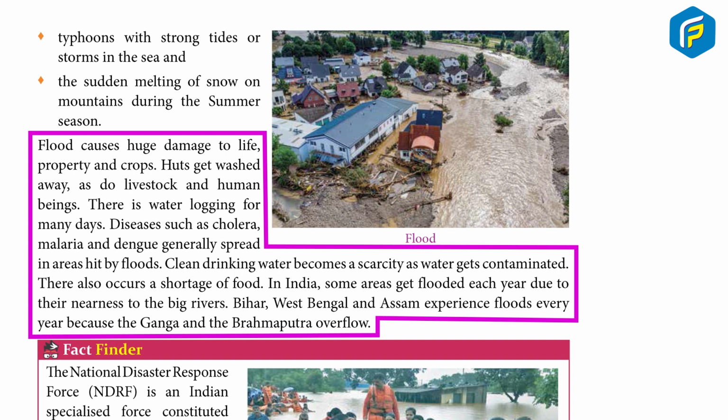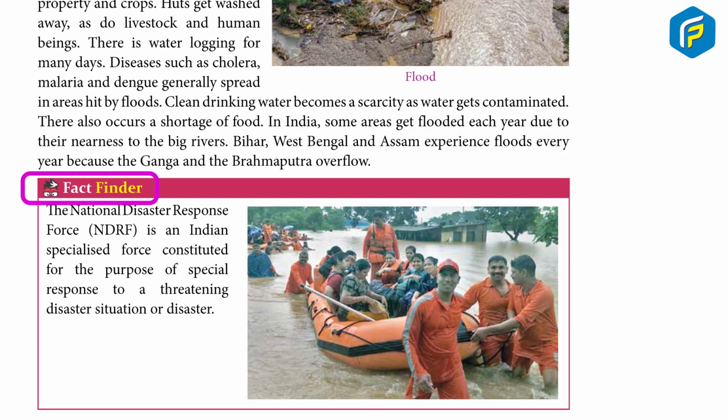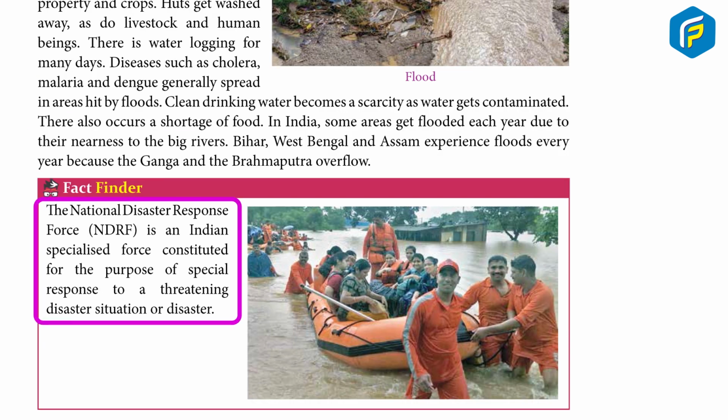Clean drinking water becomes a scarcity as water gets contaminated. There also occurs a shortage of food. In India, some areas get flooded each year due to their nearness to the big rivers. Bihar, West Bengal and Assam experience floods every year because the Ganga and the Brahmaputra overflow.